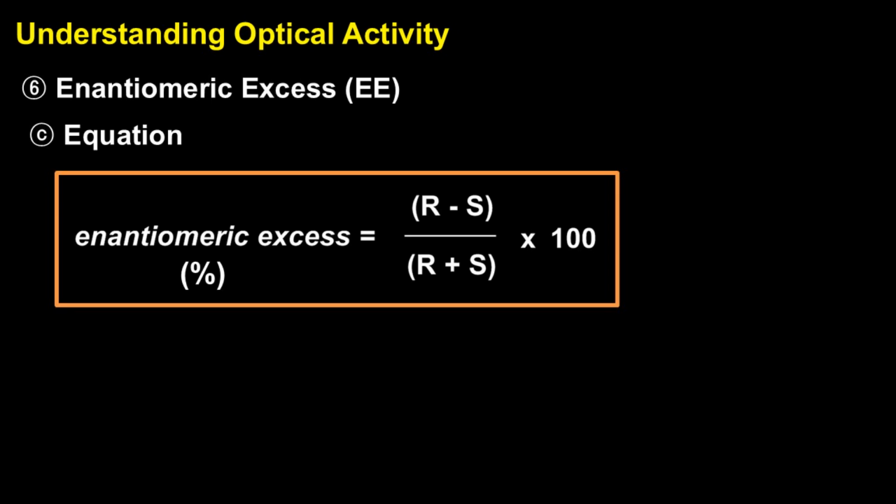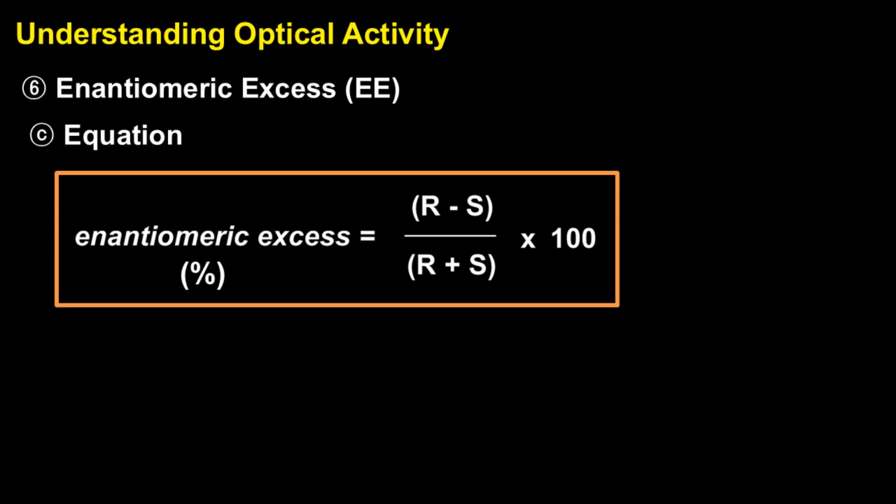To calculate EE, we first find the difference between the major and minor enantiomer amounts. Then, we divide that value by the total enantiomer content and multiply by 100 to get the percentage. In the formula, R and S represent the amounts or concentrations of the two enantiomers. This calculation shows how much of the mixture is made up of the excess enantiomer after canceling out the racemic portion, the part where both enantiomers are equal.